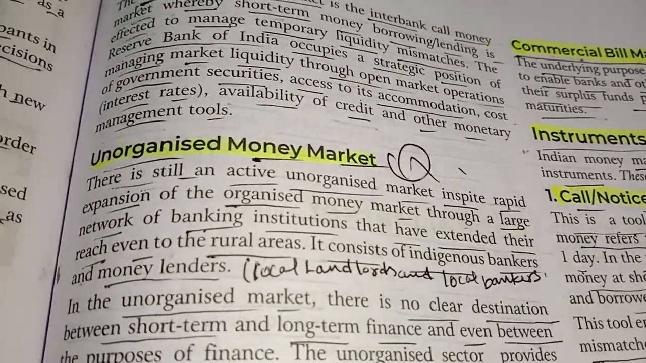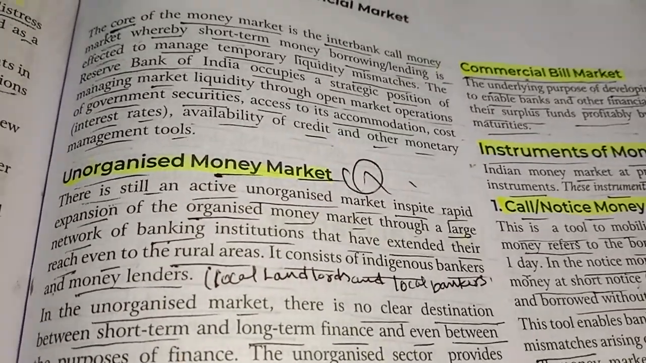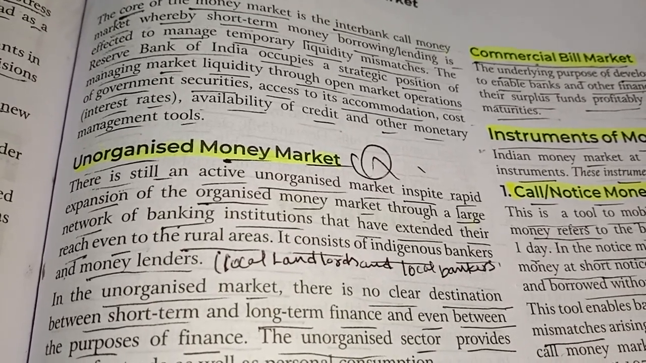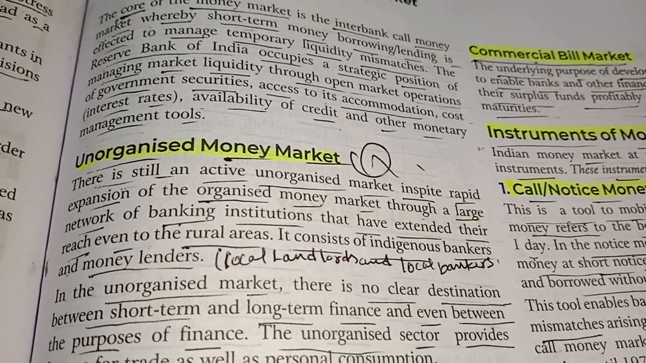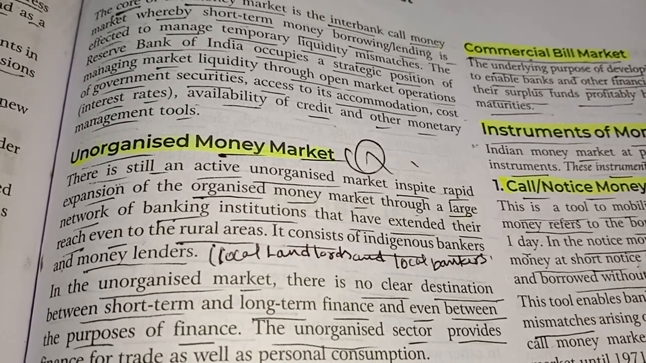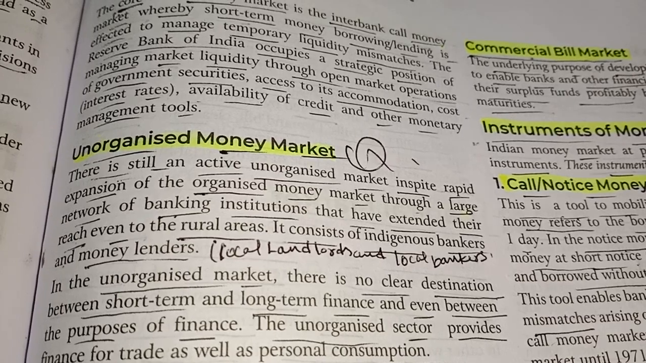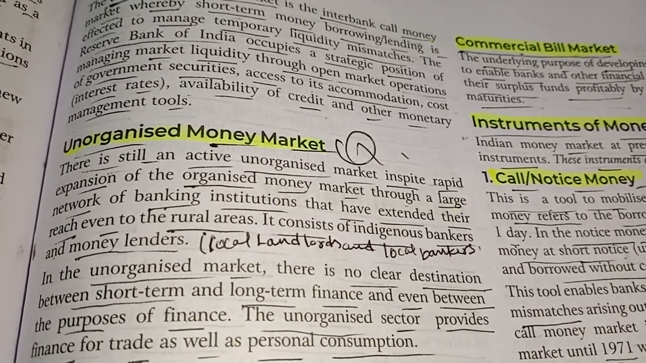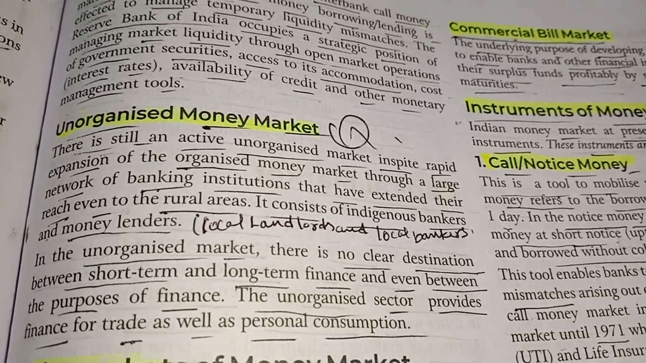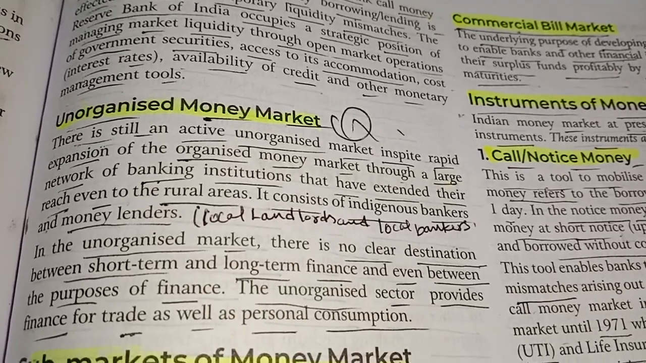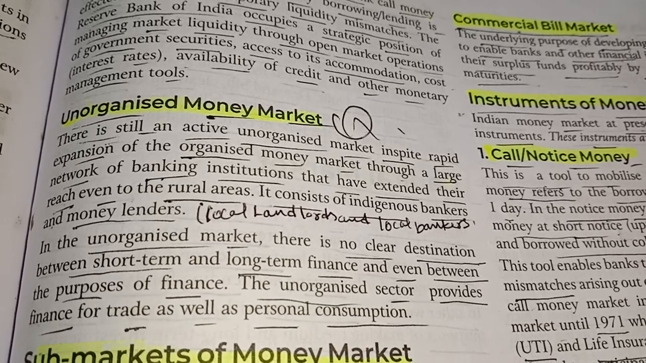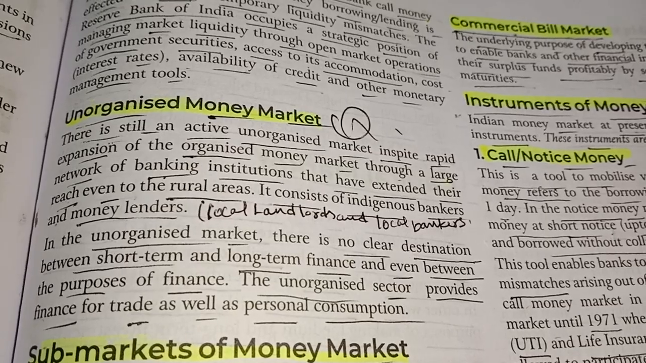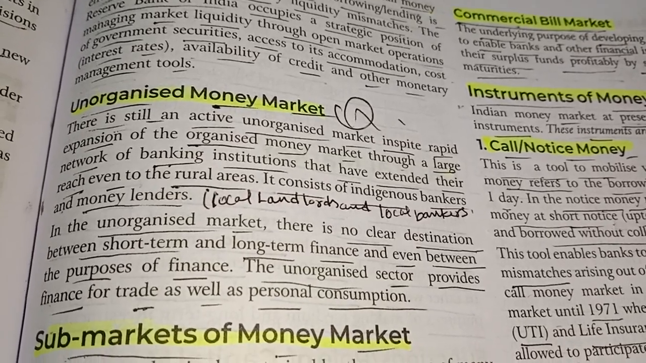Unorganized money market. There is still an active unorganized market in spite of the rapid expansion of the organized money market through a large network of banking institutions that have extended their reach even to the rural areas. It consists of indigenous bankers and money lenders. In the unorganized market, there is no clear distinction between short term and long term finance and even between the purposes of finance. The unorganized sector provides finance for trade as well as personal consumption.